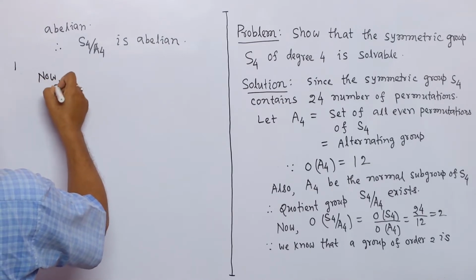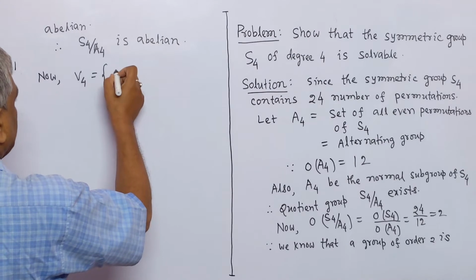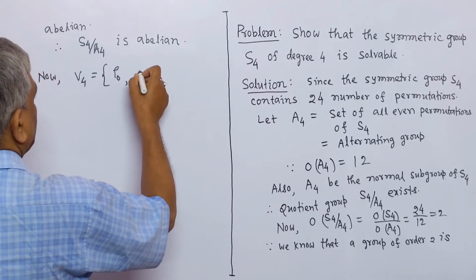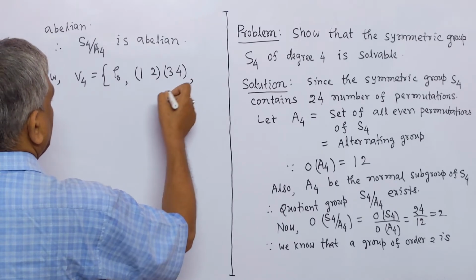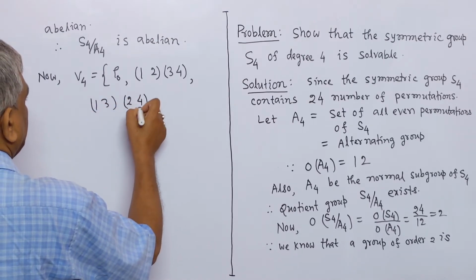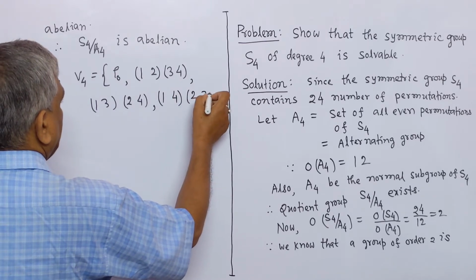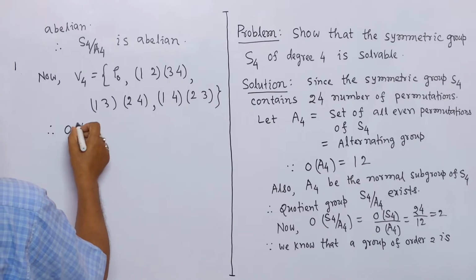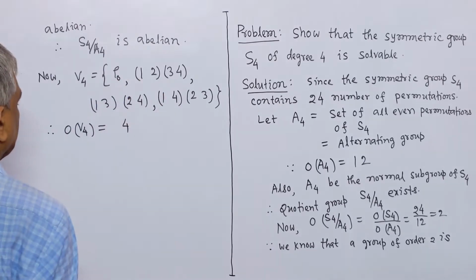Now, V4 equals a set containing the elements: the identity permutation of S4, the permutation (1 2)(3 4), the permutation (1 3)(2 4), and the permutation (1 4)(2 3). Therefore, the order of V4 is equal to 4. Here we have 4 elements.